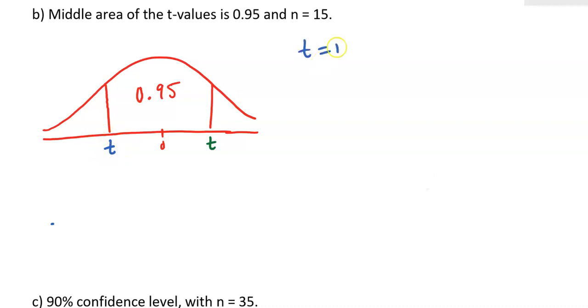We know for either one we're going to use an InvT, but remembering that we need area on the left. Well, for this t, we don't have the area on the left, so let's go ahead and find it. We can find the area under both tails, actually.